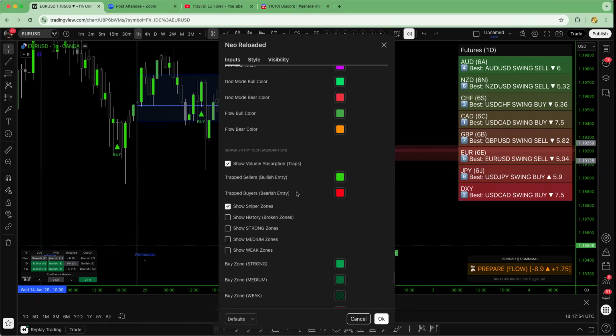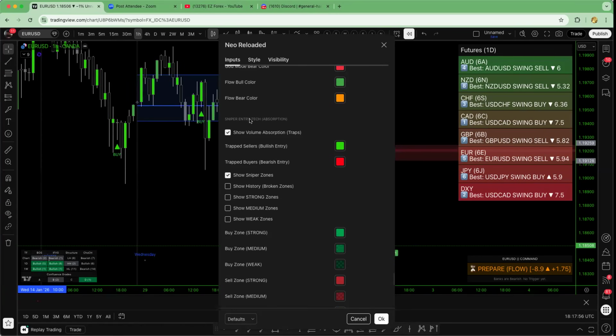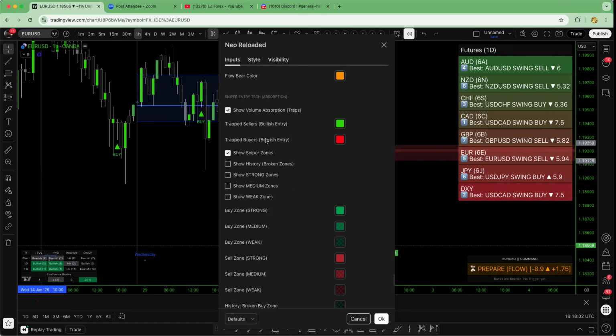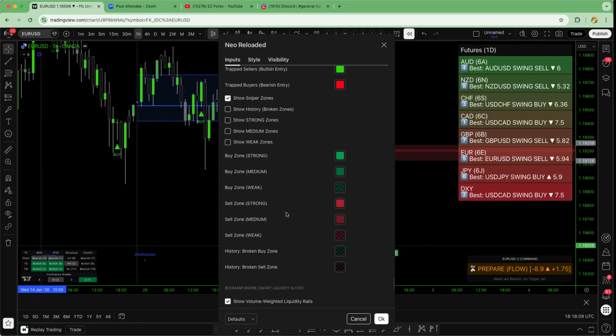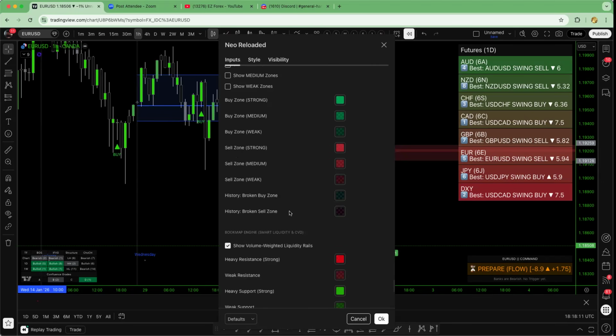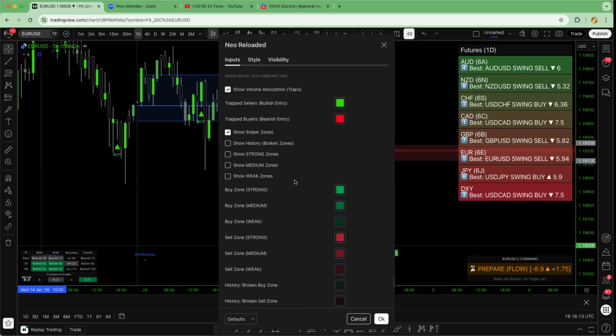Sniper entry, basically the absorption. So these are just the buy and sell areas. As you know, you can switch them on and off now. You can switch on strong, medium, and weak zones. It depends on whatever you want to do, just so your table's clear or not. I actually leave them all on because I want to see all of them, because sometimes even a weak zone can hold price and do a mad move, especially if the velocity is very high. You're in a nice setup.